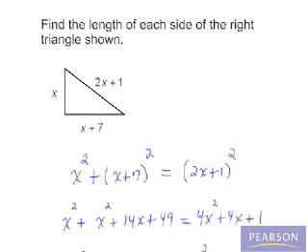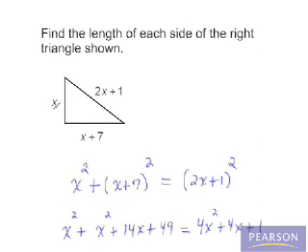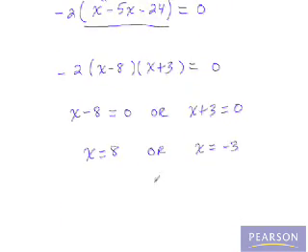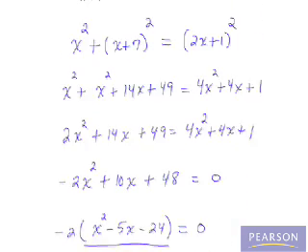Now, due to the nature of this word problem, recall that x represents the length of a side of a triangle, and length cannot be measured in negative units. So because of the nature of this word problem, we must throw out the negative solution, the negative 3 solution. So x is equal to positive 8.